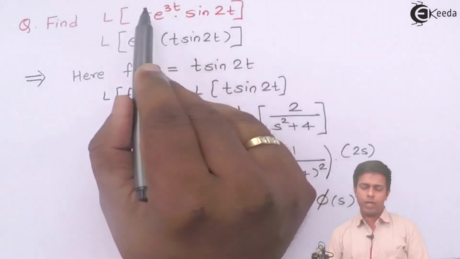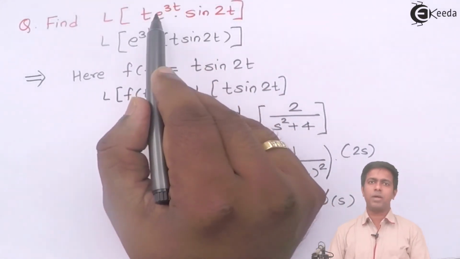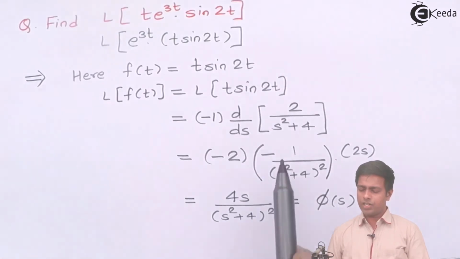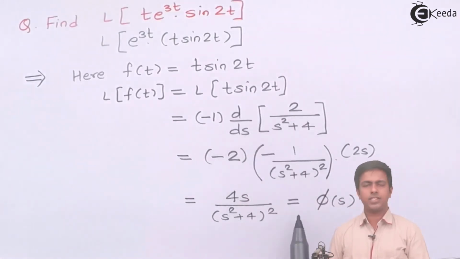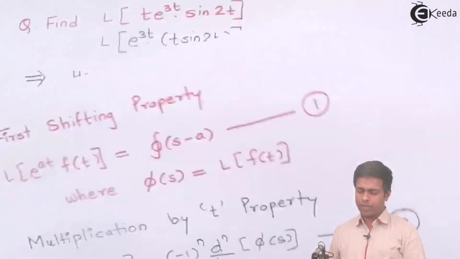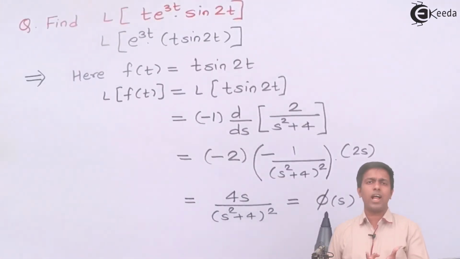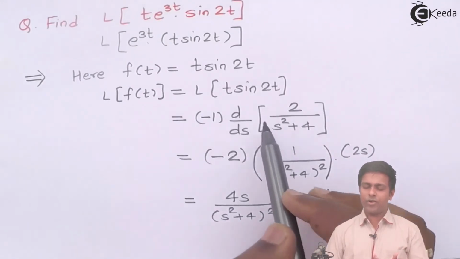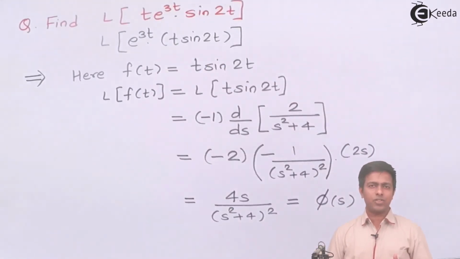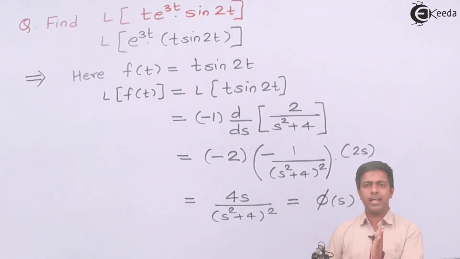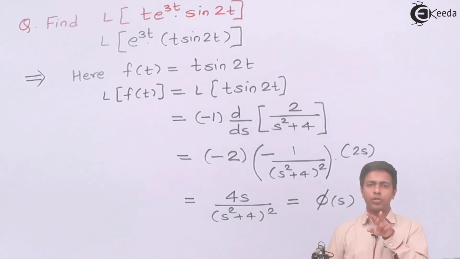The phi of s that you're going to get here will be a bigger function, and after that if you try to apply the multiplication by t property, then by that property we generally find the derivative of that phi of s, correct? That is the property of multiplication by t. Now guys, if you're getting phi of s as a big value, and you want to find the derivative of that big value, then it is time consuming, right? So to reduce the length of a problem, we should always use the multiplication by t property first and then the first shifting property, if these two properties are coming together in a question.